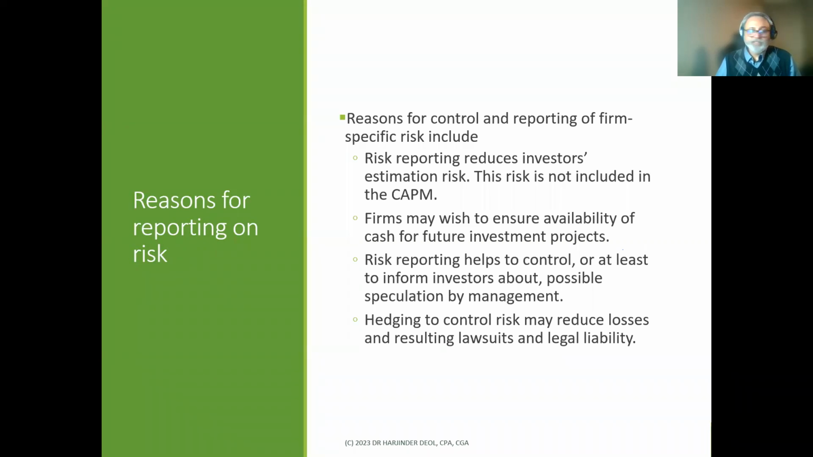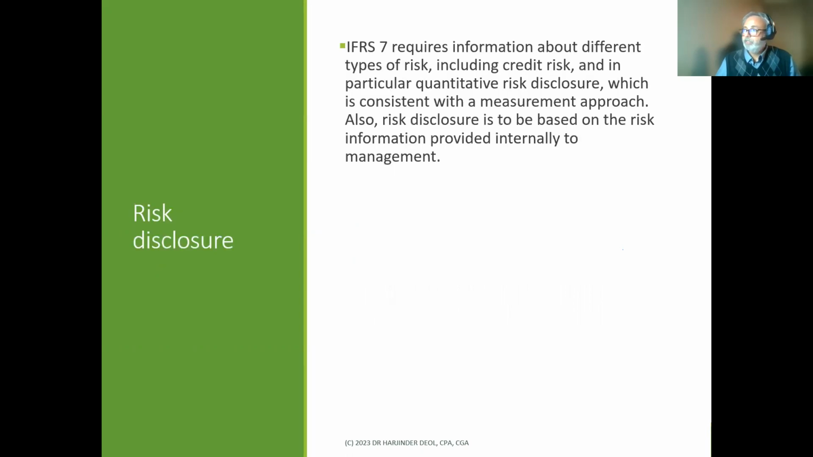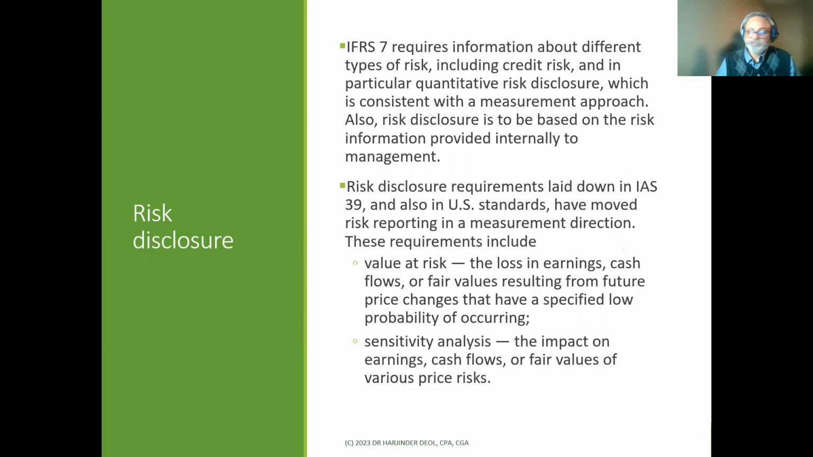So IFRS 7 is the standard that relates to all disclosures, including risk disclosure. IFRS 7 requires information about different kinds of risk, including credit risk. And there is risk disclosure required under IAS 39, which has since been replaced by IFRS 9. So this slide needs to be updated. It's now IFRS 9 that has certain risk disclosure requirements.